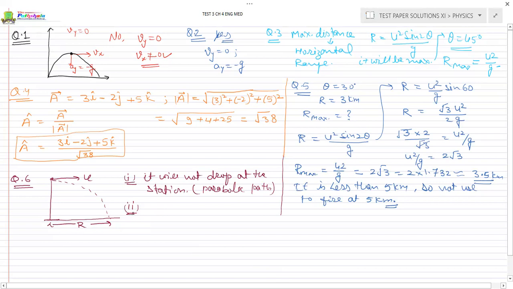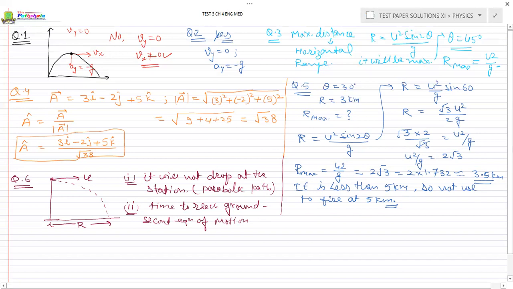And how will you find out the R? We can use the formula for this one. Right, and for that one, what will we find out? We will find out the time taken to reach the ground. So what is the time taken? Time taken to reach the ground. How will you find out? Using the second equation of motion.